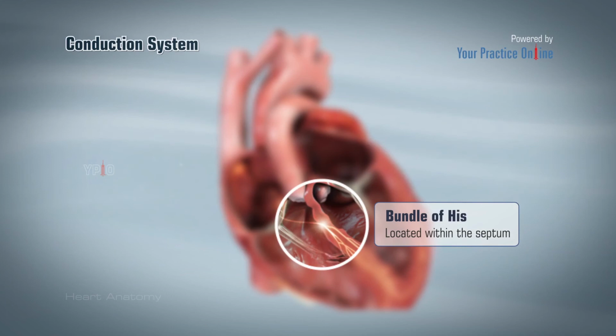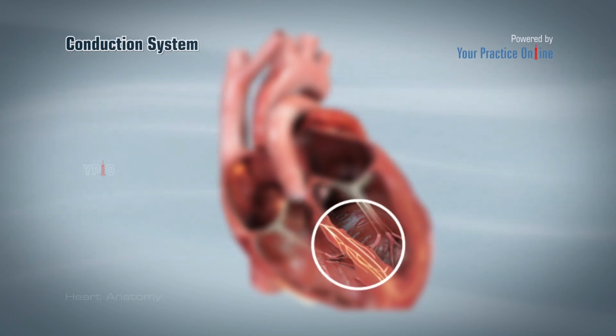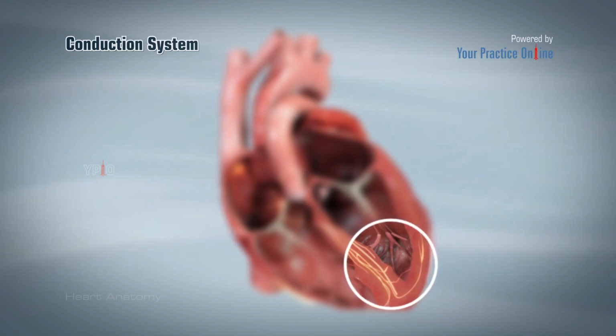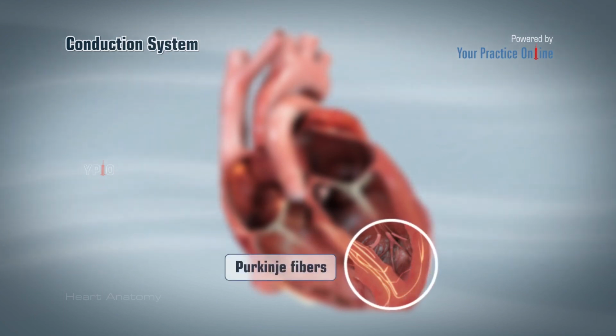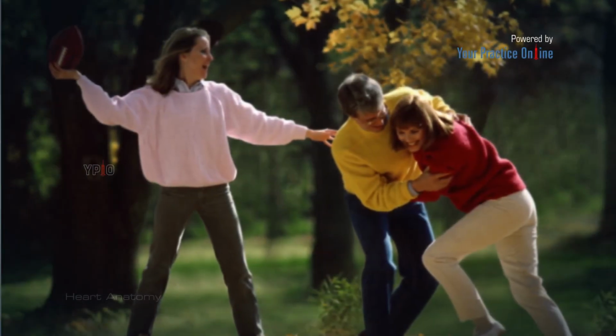Bundle of His. This is a group of fibers located within the septum of the heart that carries electrical impulses from the AV node to the ventricles. It is divided into right and left bundle branches. These bundle branches are further divided into tiny filaments known as Purkinje fibers. These fibers connect directly to the cells in the walls of your heart's left and right ventricles to maintain regular contraction.